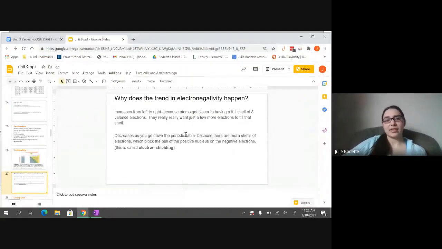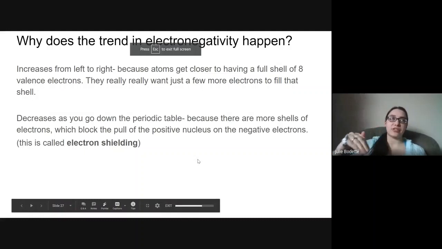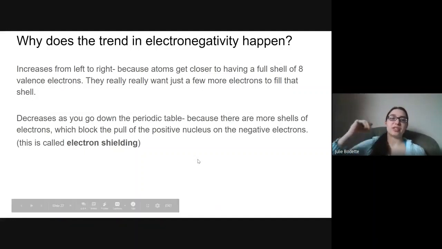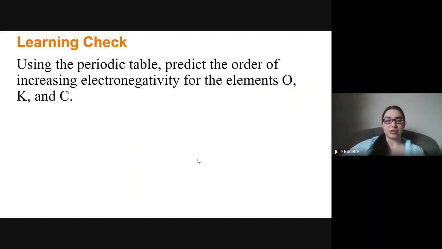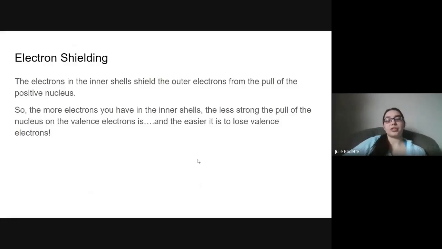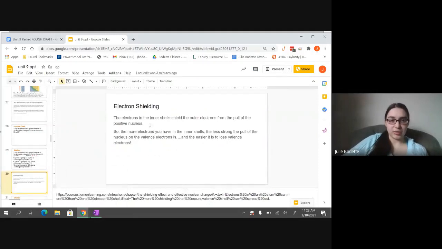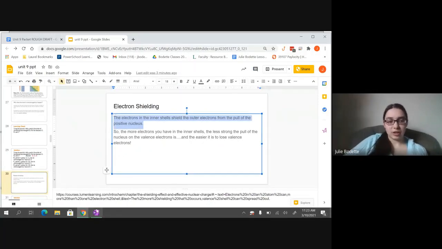And then let's talk about as you go down the periodic table. Why does electronegativity decrease? It decreases as you go down the periodic table because there are more shells of electrons, which block the pull of the positive nucleus on the negative electrons. And this is called electron shielding. So let me explain electron shielding a little bit. The electrons in the inner shells shield the outer electrons from the pull of the positive nucleus. And let me draw a picture because I believe that will help.